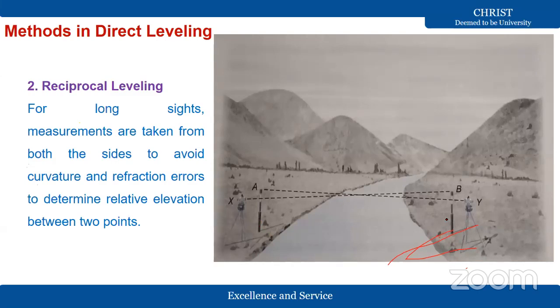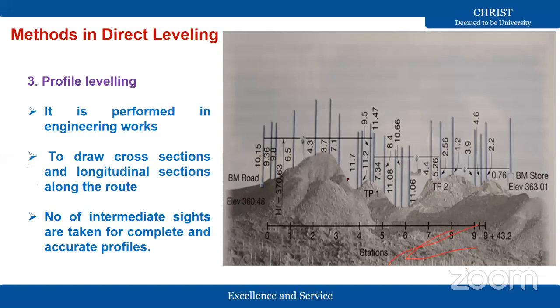From A, I am going to observe B. From B, I am going to observe A, so that both observations will be averaged to get the relative difference in elevation between the two banks of the river. For long sights, measurements are taken from both sides to avoid curvature and refraction errors, to determine the relative elevation between two points. From A, I measure the relative elevation of B. From B, I measure the relative elevation of A. Okay, this is called reciprocal leveling.